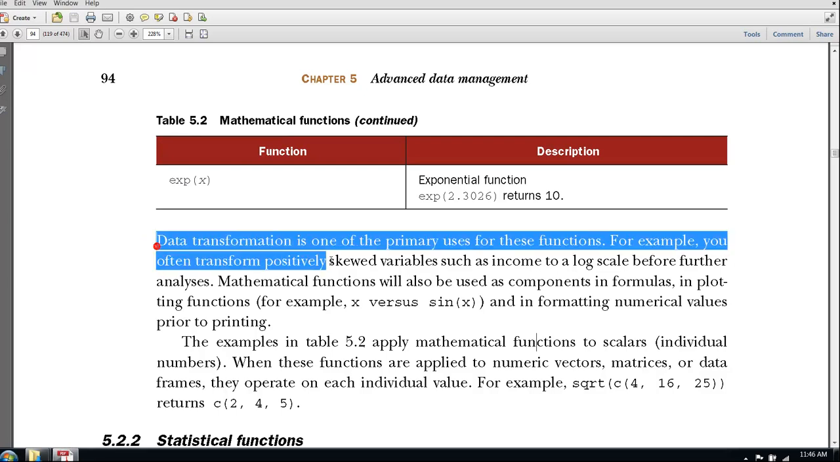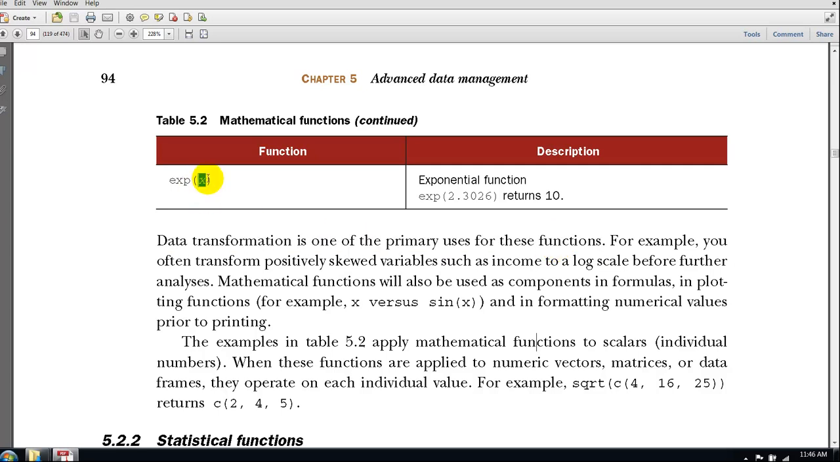Okay, then he gives us a few comments here. He says data transformation is one of the primary uses of these functions. So take data and you transform them. You might have a whole lot of data, a whole vector of data, and you transform it by raising e to each of those powers. Now, why would you want to do that? Who knows? Can't think of any reason, but you might.